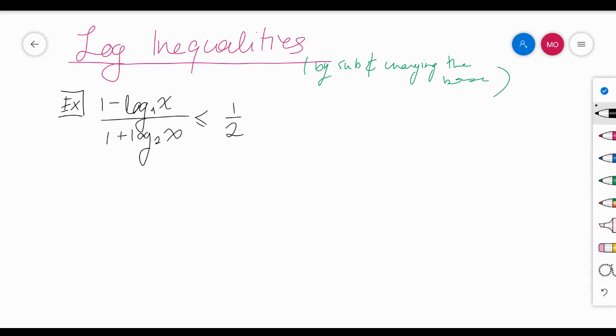Looking at this problem here, we have (1 minus log base 4 of x) over (1 plus log base 2 of x) is smaller than or equal to 1/2. So the first problem that we can see here is the fact that we have a base 4 and a base 2. So it would be ideal if we had the same base. So what I'm going to do is use the fact that 4 is 2 to the power of 2, and I'm going to take the exponent on the base and bring it to the front of the log as a fraction. So on the next step, it should look like this: (1 minus 1/2 log base 2 of x), so now we have the correct base, over (1 plus log base 2 of x), and that's going to be smaller than or equal to 1/2.